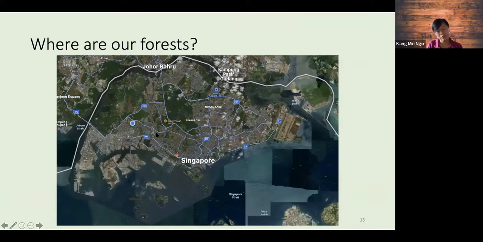So you see from this map, we don't actually have a lot of forests left. If you go back more than 200 years ago, before the British came, most of Singapore would have been all green. And now we only have these few big patches of green left in Singapore.